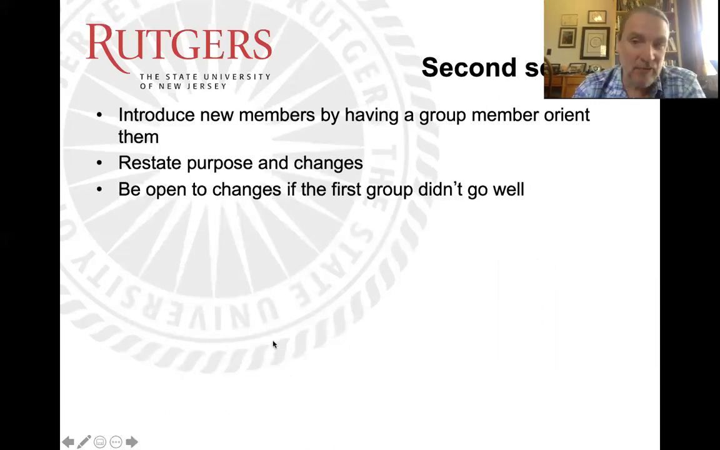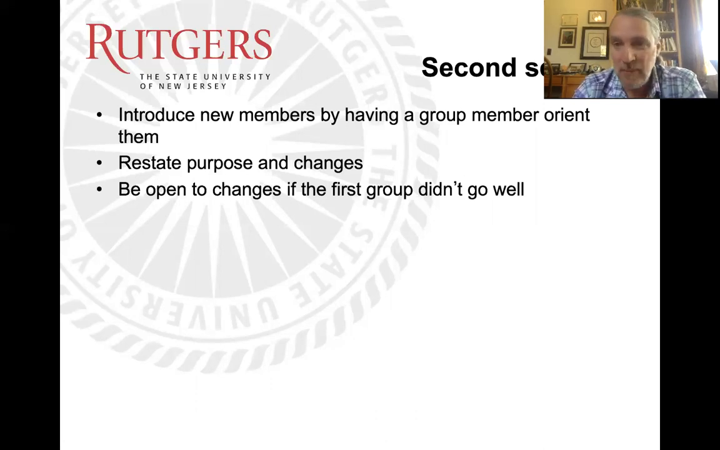Second session, you may have new members coming in, and it's really nice if you can have a group member introduce them instead of you doing all the work. Hopefully by the second group, you can start asking the group members, well, what did we say about that last time? What are the group rules? What are the group expectations? Oh, do we have someone new? Can someone introduce that new person?